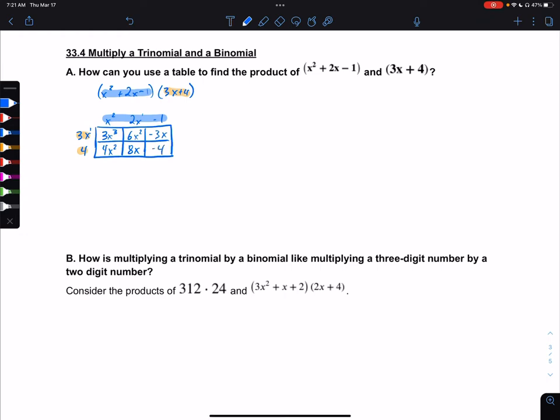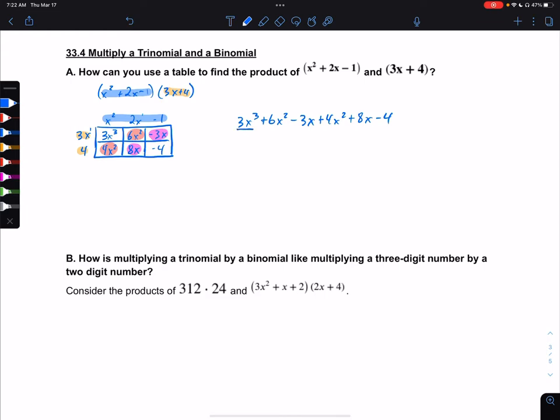All right, from here, we want to look to combine any like terms. So I'm going to write all my terms out. I have 3x cubed plus 6x squared. Actually, you know what? Let's highlight them first. Let's be a little more organized. So notice that the 6x squared and the 4x squared are like terms, and the negative 3x and the 8x. So 3x cubed plus 6x squared minus 3x plus 4x squared plus 8x minus 4.